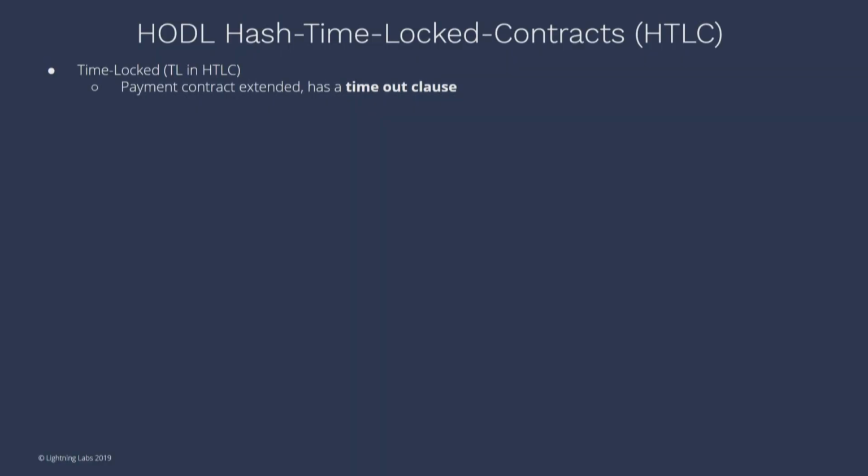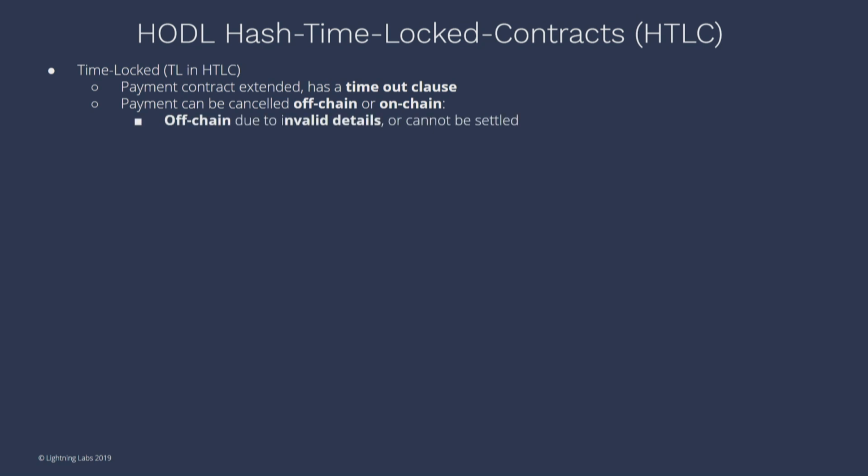So this is something we're calling HODL HTLCs. The HTLC is a hash time lock contract, and the TLC is a time lock contract, and that's what we're going to exploit to allow this other, more advanced use case of Lightning. Typically the payment has a timeout clause, meaning that if the payment isn't completed before the timeout clause, then it can be canceled either off-chain or on-chain.